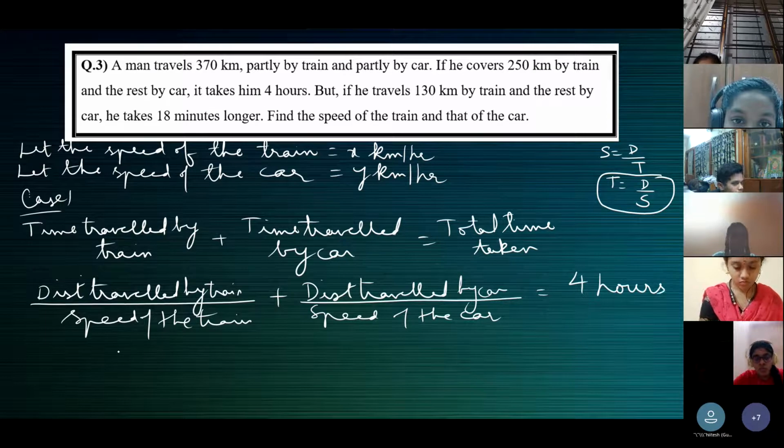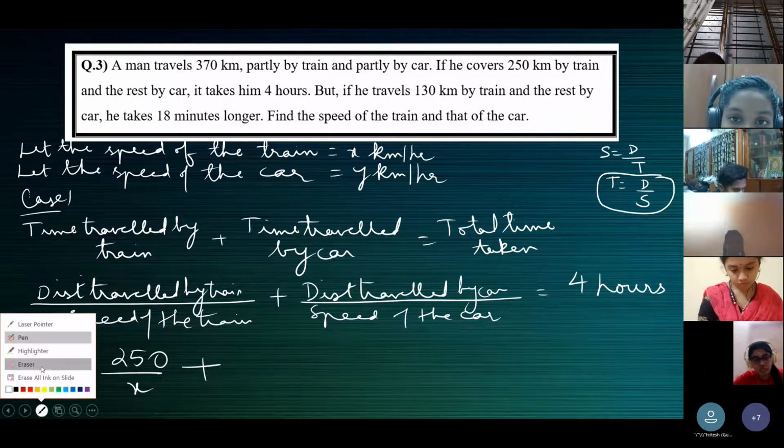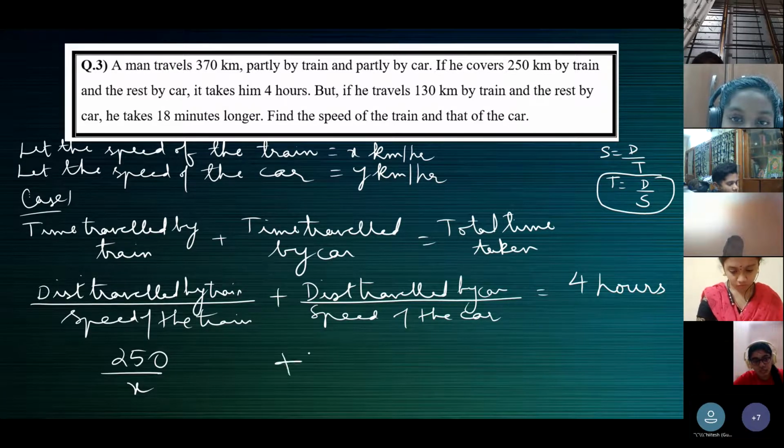Now let's substitute. What's the distance traveled by train? 250 kilometers. Speed of the train x, plus distance traveled by car, how much? 120. 370 minus 250, 120. Speed of the car, y, is equal to 4 hours. Finished. Isn't it easy?